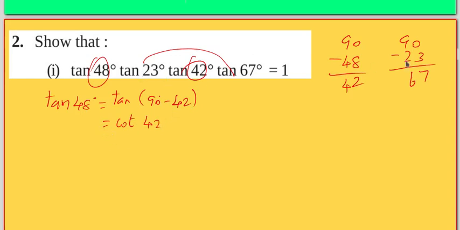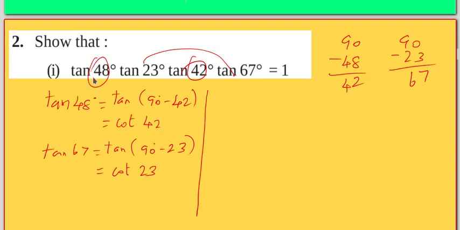The same way, for this angle, tan 67, how can we write it? Tan 67 is nothing but tan of 90 minus 23, because from 90 if we subtract 23 we get 67. Tan of 90 minus theta is cot theta, so cot 23 degrees. So tan 67 we write as cot 23 and tan 48 as cot 42. Let me substitute all these.